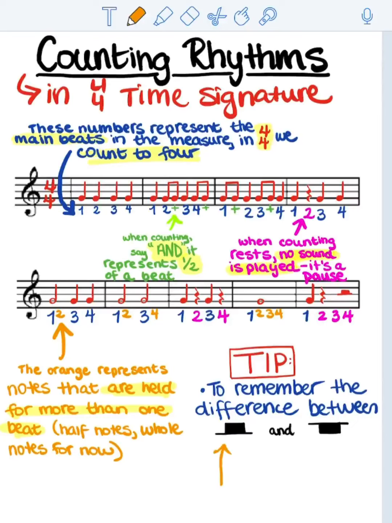So this is the half rest right here, and the half rest, to me at least, looks like a little hat, like a top hat or something, just sitting on the grand staff. And since half and hat both start with an H, I just like to use this to quickly remember which is which.